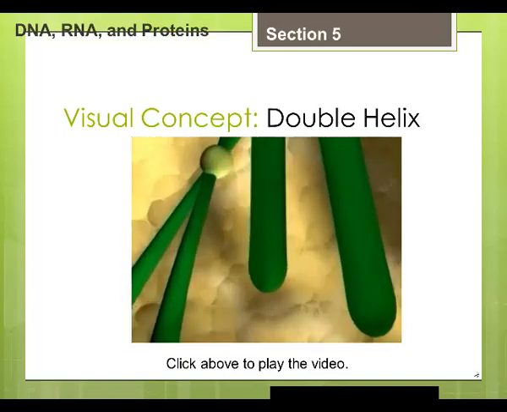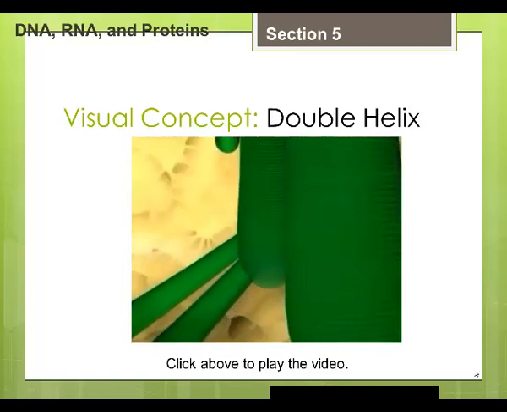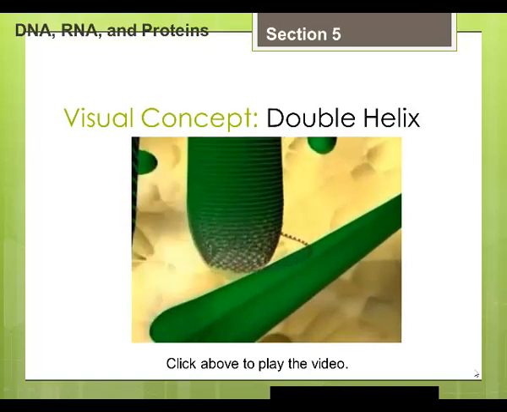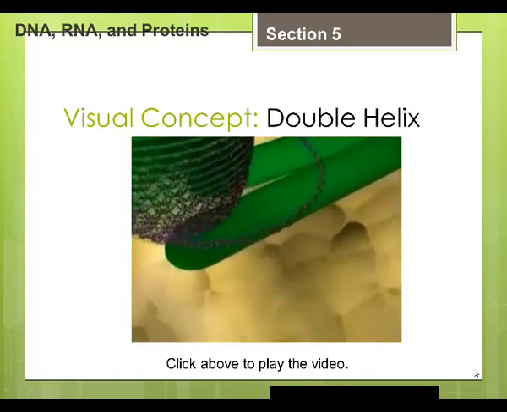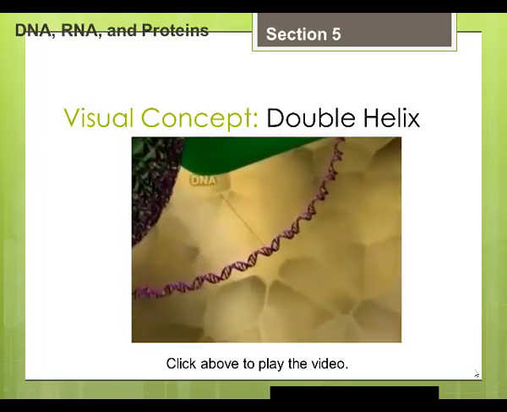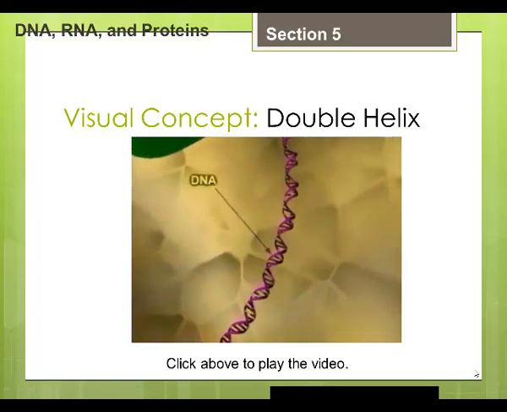Look closely at the DNA of this chromosome. You can see that it's made of two strands that spiral about each other. This structure resembles a twisted ladder, doesn't it? It's called a double helix.